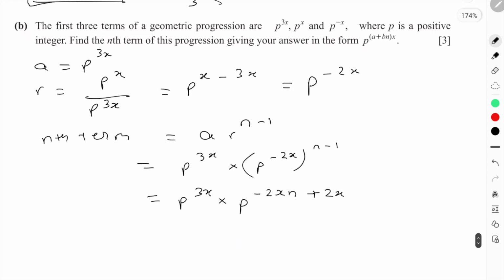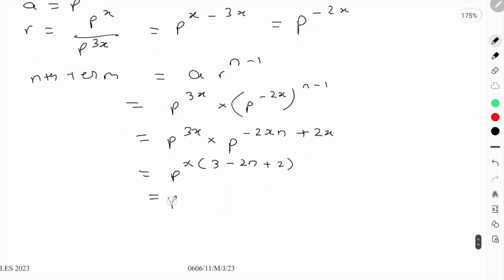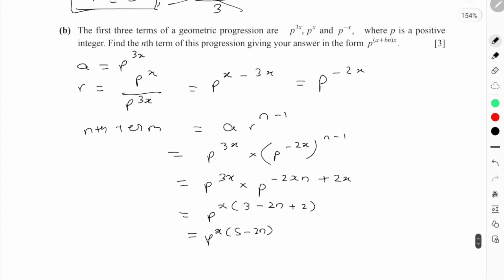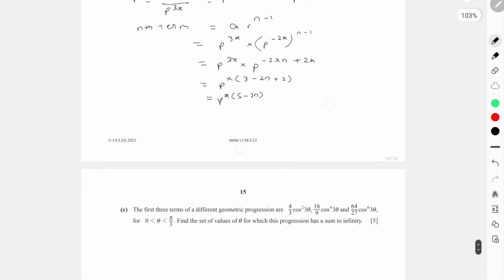So I just multiplied them, and now we'll take x as common, so we have minus 2n plus 2. So that's this.